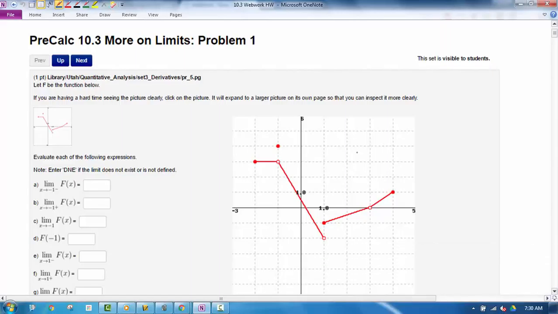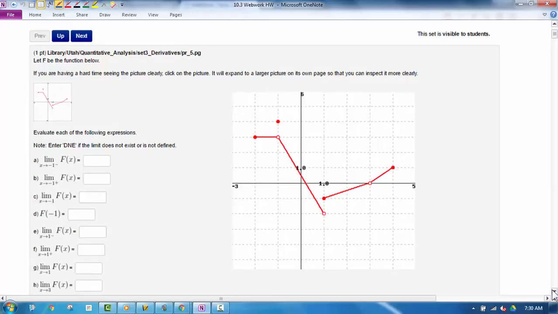Okay, this is 10.3 homework help. First problem gives us a problem about limits. So they give us this graph here. I've made it a little bigger. The first one says we want to find the limit as x approaches -1 from the left.